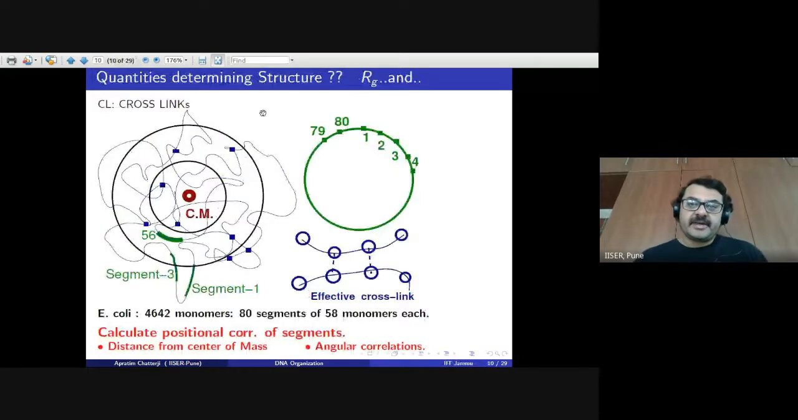So suppose this is a ring polymer, and we want to first address the issue of how do we measure organization. Suppose there's a ring polymer and 50 monomers along the chain is considered as one segment. Remember that each monomer was representing 1000 base pairs, so 50 monomers is representing 50,000 base pairs, 50 kilo base pairs. And what we are going to do is calculate positional correlations between different segments.